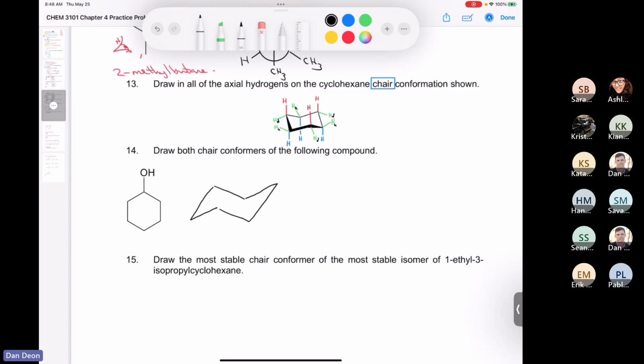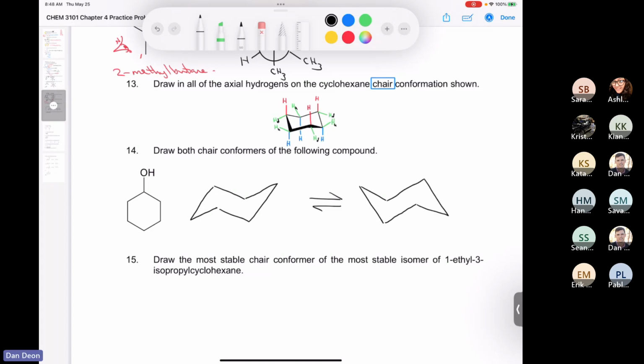So if I put this here, now it doesn't tell you whether the hydroxyl is pointing up or down, so that's neither here nor there. But if we have two chairs that are interconverting, then in one of them it's going to be in an axial position and in the other it's going to be in an equatorial position.